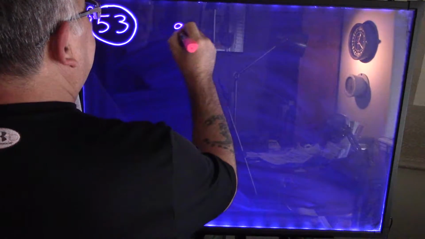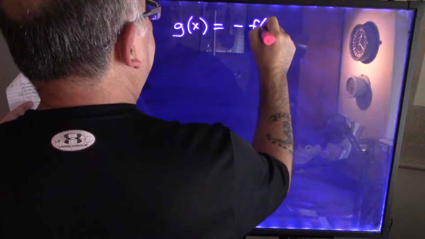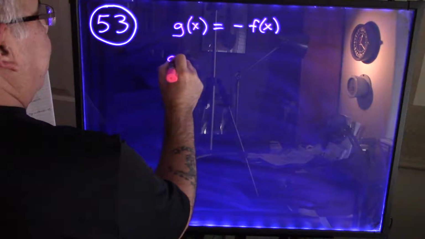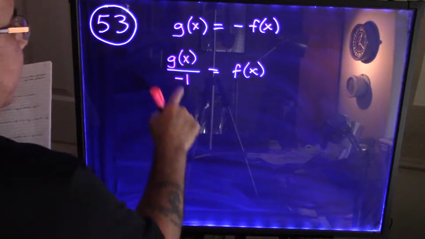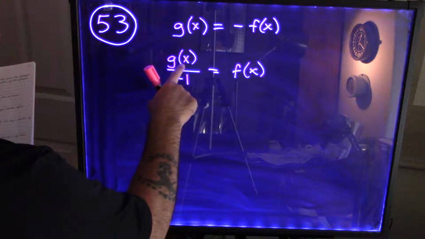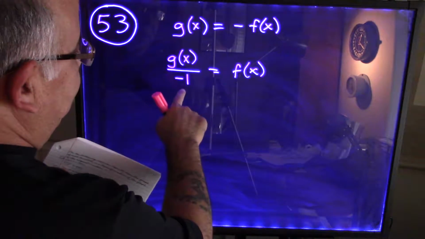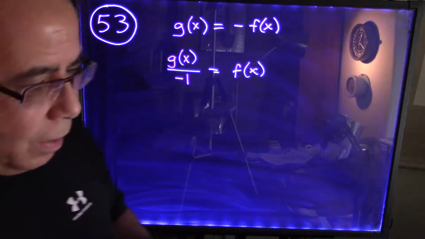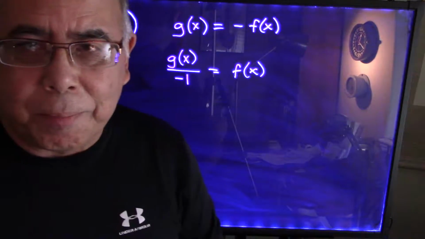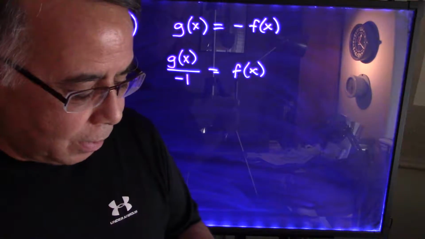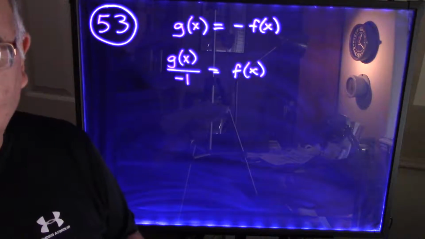Number 53. For the following exercises, describe how the graph of each function is a transformation of the graph of the original function f. So we have g of x equals negative f of x. Or you could divide both sides by negative 1. Think of that as y equals negative f of x, and now you have y over negative 1. So what this does is cause a reflection in the same direction as the y-axis, like this, since it's underneath the y. And that's a reflection across the x-axis. So this is the reflection of f of x across the x-axis.